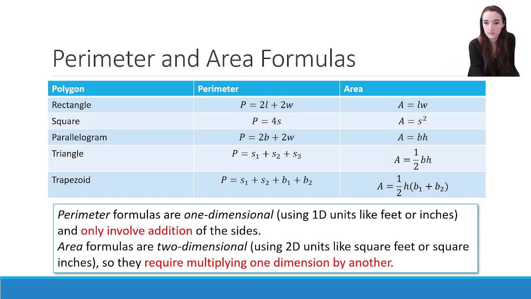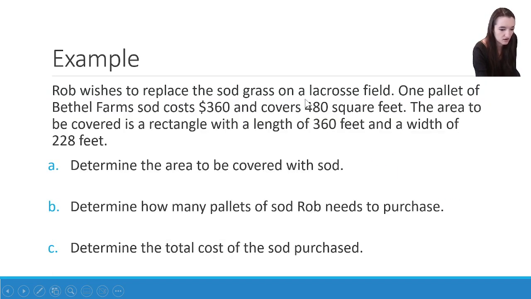So as I said before, we want to think about the dimensions of these formulas. That's what's really going to help you remember which is which. Okay, so here is in writing what I was trying to describe pictorially before. So perimeter formulas are one-dimensional. They use 1D units like feet or inches, and only involve addition of the sides. So if we look at everything here, the rectangle is perimeter equals 2L plus 2W, but really that's just because they match, right, the L's and the W's.